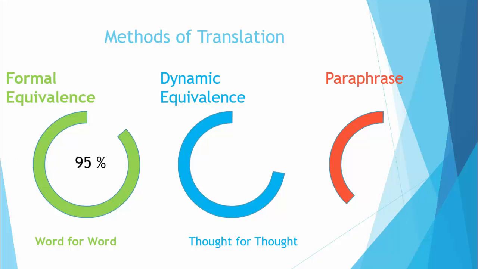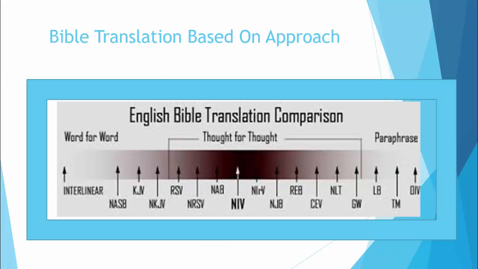So the original formal equivalent is almost about 95% word for word translation. The thought for thought, the dynamic equivalent, is about 75% of the literal translation, and the paraphrase is about 55%. These are all my own rating. Okay, so this is how the approach is.